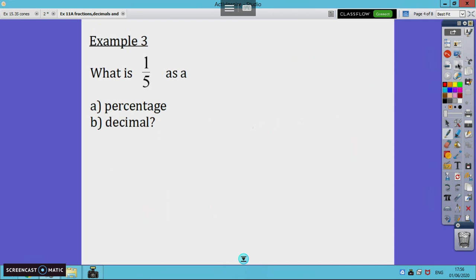Now we've got one last example to do here. Write 1/5 as a percentage and then as a decimal. Okay, got two things to do there. So write that down and we'll get going with part A.